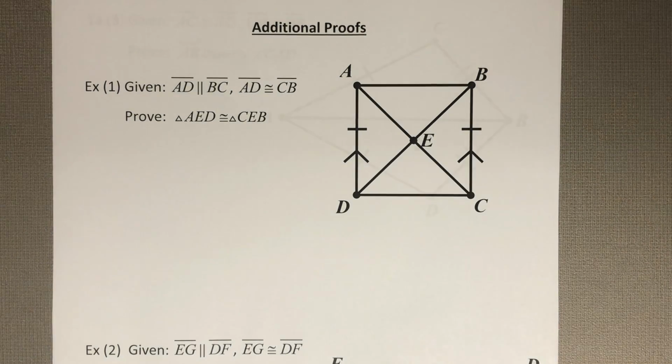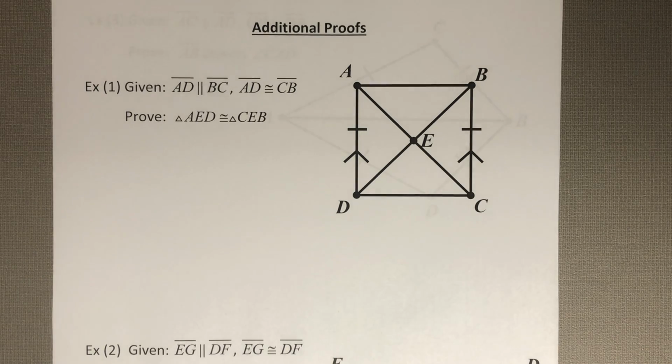Hello, ladies and gentlemen. Today we're going to look at some more proofs with proving triangles congruent. Let's start with number one, which says: given segment AD is parallel to segment BC, and segment AD is congruent to segment CB, prove that triangle AED is congruent to triangle BEC.